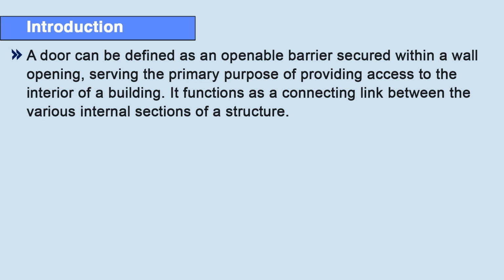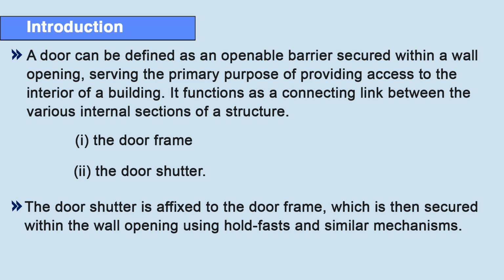It functions as a connecting link between the various internal sections of a structure. Fundamentally, a door consists of two main components. The first component is the door frame and the second component is the door shutter. What is door shutter? The door shutter is affixed to the door frame, which is then secured within the wall opening using the hold fast and similar mechanism.